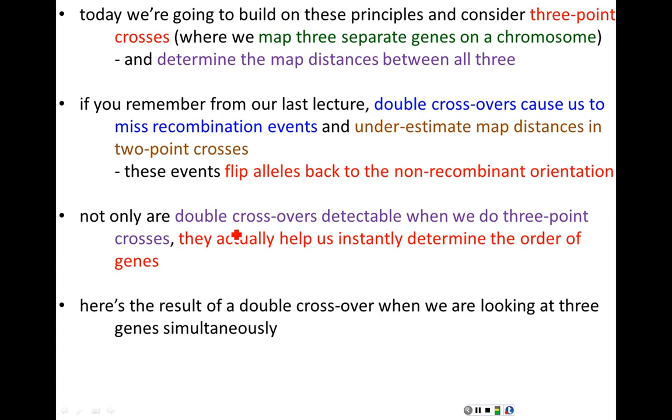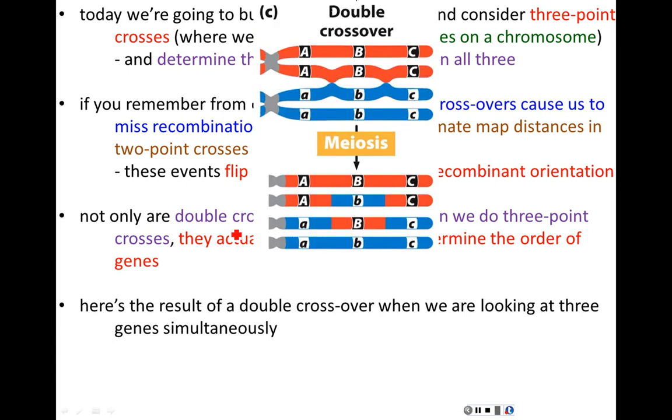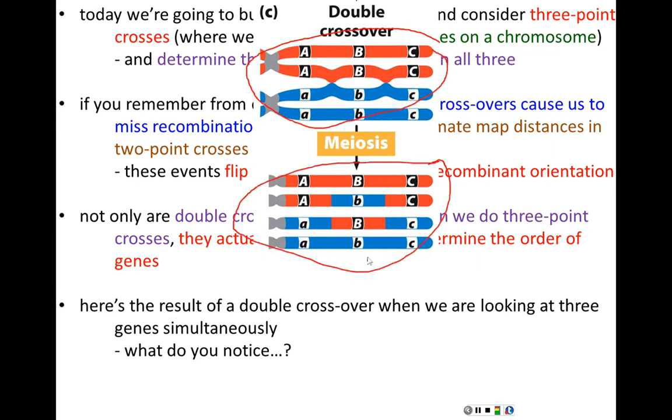Here's the result of a double crossover event when we're looking at 3 genes simultaneously. It's the same example I showed before, but now we have a gene in the middle. We see the double crossover event restores the parental configuration with respect to A and C. But because we have a gene in the middle, we can monitor that. What I'd like you to do is look long and hard at this and tell me what you notice as the result of the double crossover event. When you compare what was in the parents with what you get in the offspring after double recombination, what you see is that the middle gene is flipped, but the outer genes are restored.